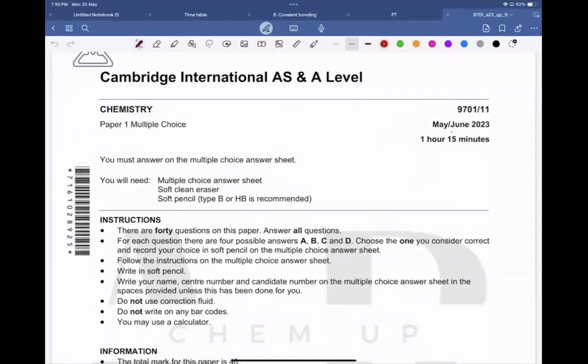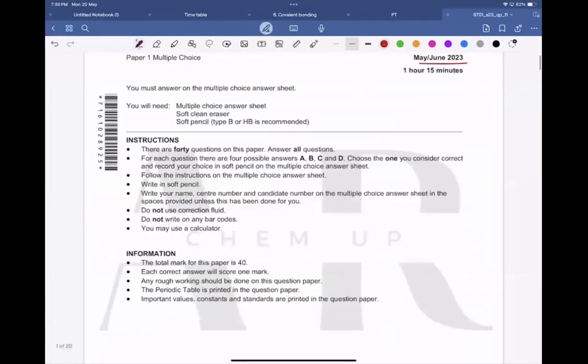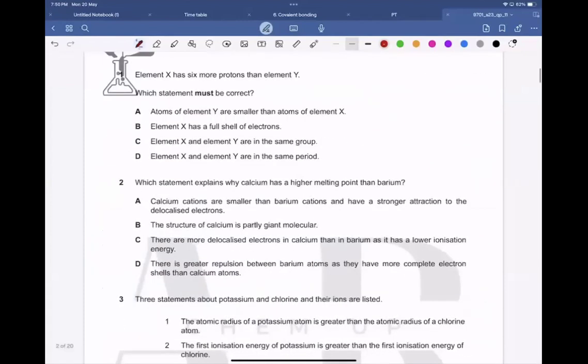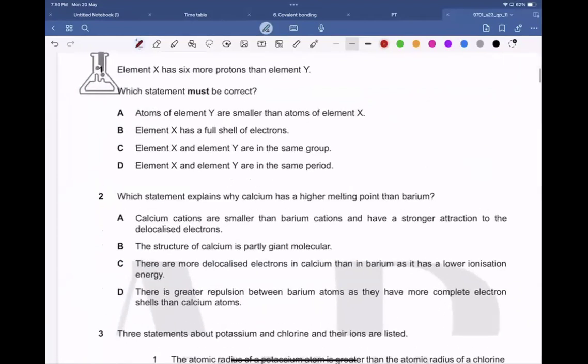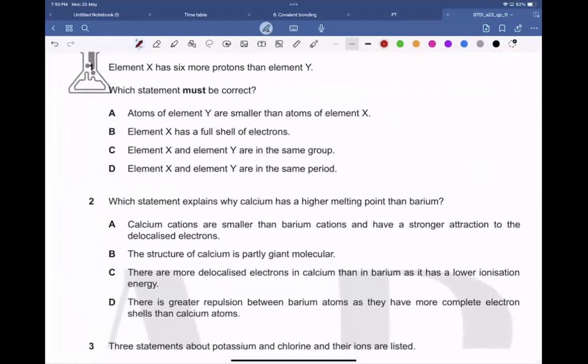Today we are going to start May-June 2023 paper 1-1 of AS level chemistry. Let's start with question number 1. Do keep the periodic table with you and the constant values information with you.